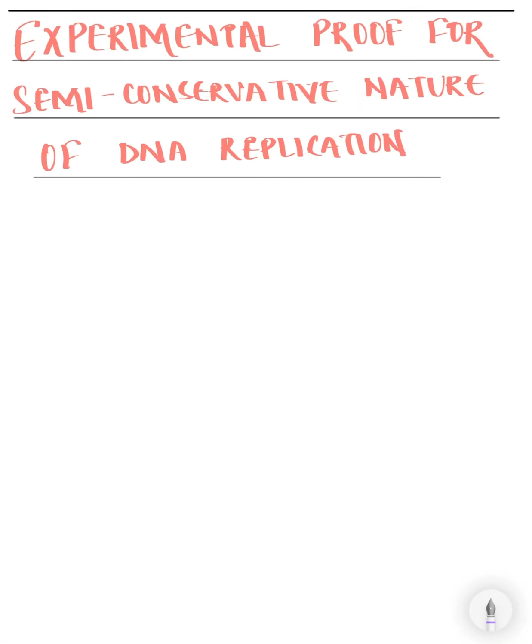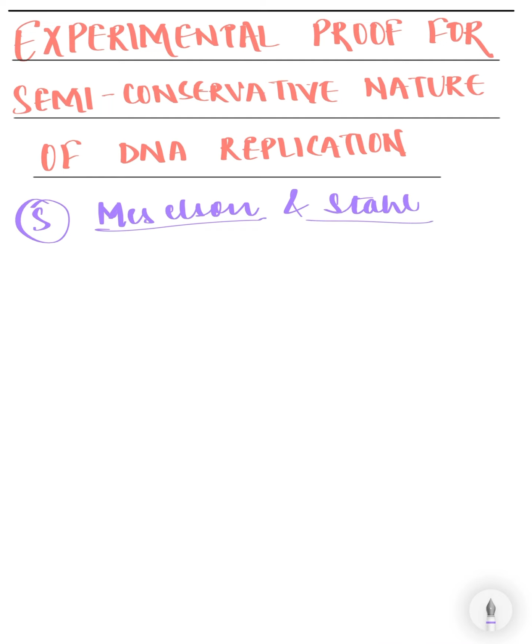Hello everyone, today we'll talk about the experimental proof for the semi-conservative nature of DNA replication. The scientists who conducted these experiments were Matthew Meselson and Franklin Stahl. So we call this experiment Meselson and Stahl's experiment.